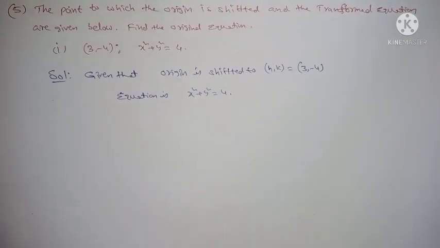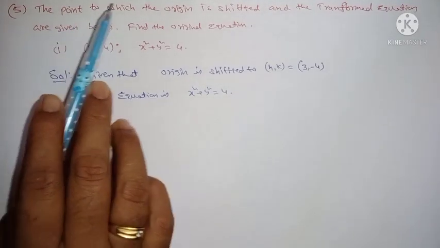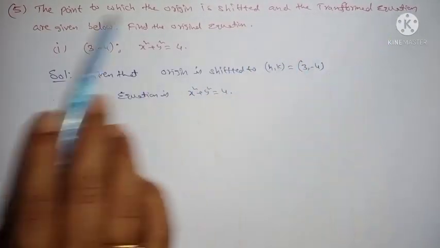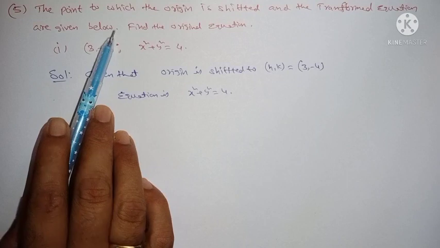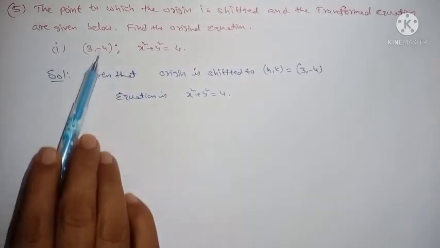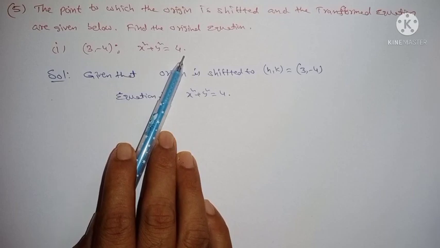Next question, the fifth one: the point to which the origin is shifted and the transformed equation are given below. Find the original equation. Once again, the point is given and the equation is given. Find the original equation.